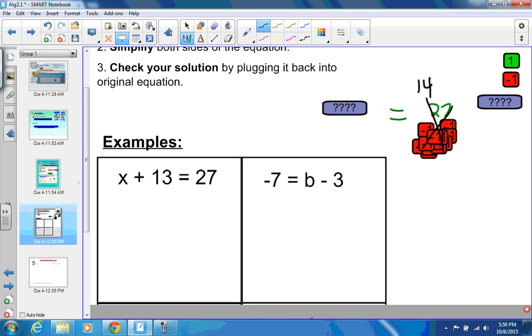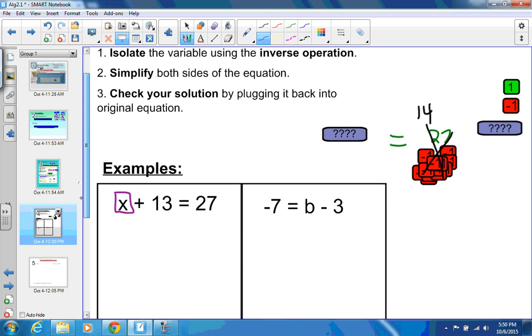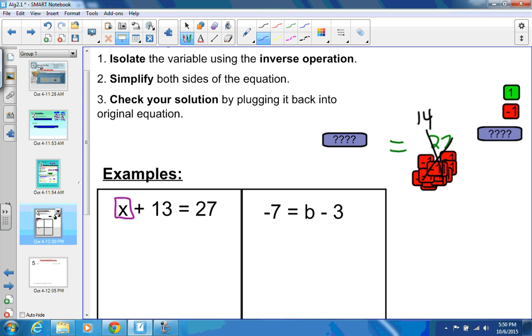Now, if you just want to write it out the easy way, now some of you prefer that visual, some of you prefer this way. If you look, x plus 13 equals 27. First step, we're trying to isolate the variable, so our variable is x. How do we get the x by itself? Well, we use the inverse operation of whatever's next to it. So the inverse operation of addition would be subtracting. So I'm going to subtract 13.